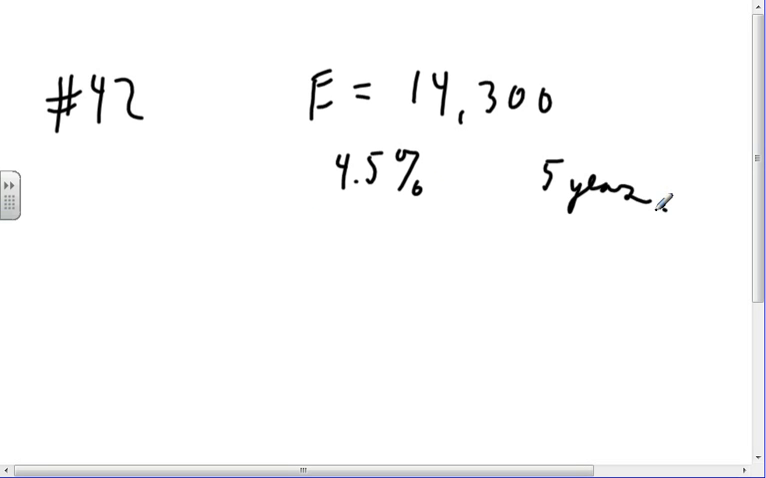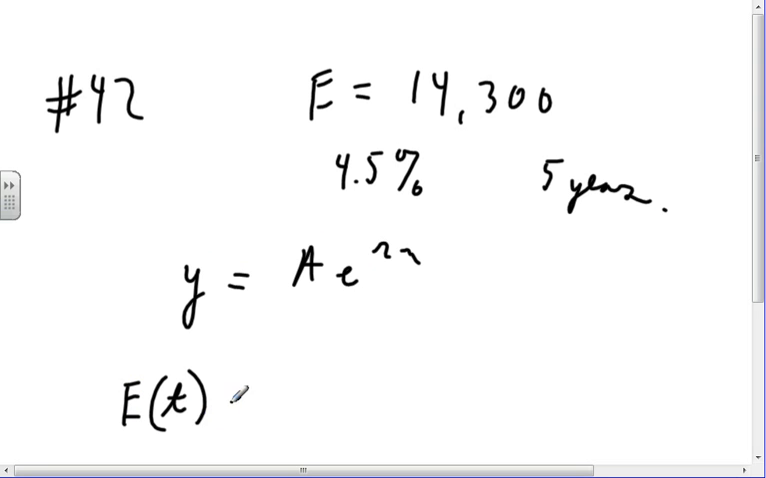Okay. So on page 321, we find that y is a e to the rt. So my enrollment at some time t is going to be my initial enrollment times e to the minus 0.045 t. Okay, so that's how I interpret that.